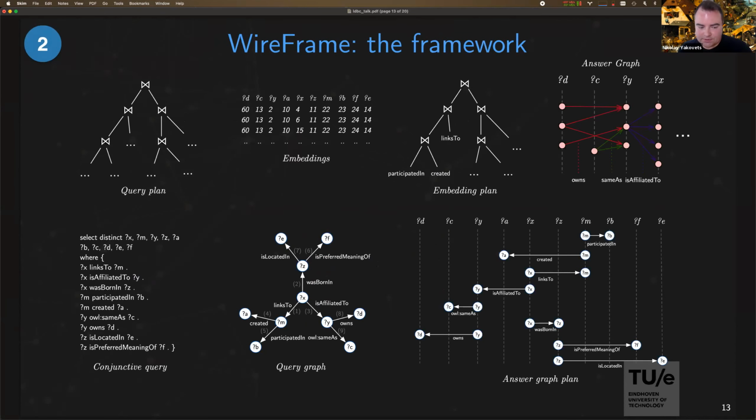This is the actual system. So we start with a conjunctive query. We obtain a query graph. We then obtain an answer graph plan. So how do we maintain this intermediate data structure? We then construct the answer graph itself.